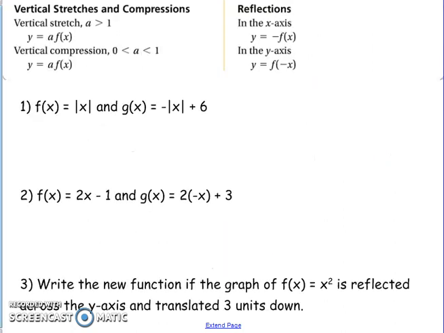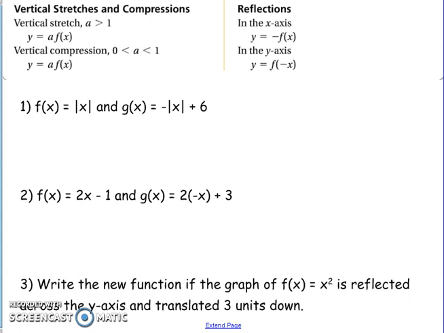Vertical stretches and compressions are represented by having a number in front of the function. So it depends if your number is a whole number greater than 1, or if it's a fraction between 0 and 1. If the number is greater than 1, it's going to be a vertical stretch by that number. If it's a fraction, it's going to be a vertical compression by that number. Reflections are when you have negatives involved. If there's a negative in front, you have a reflection over the x-axis. If there's a negative inside your function, then that's a reflection over the y-axis.